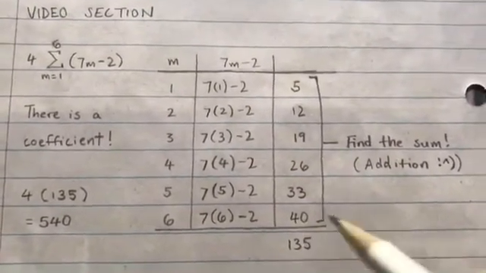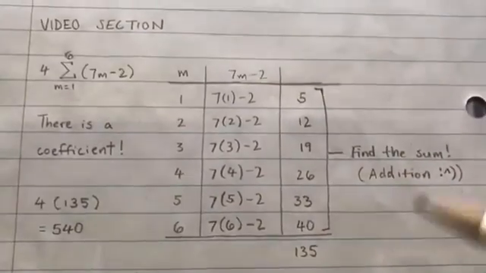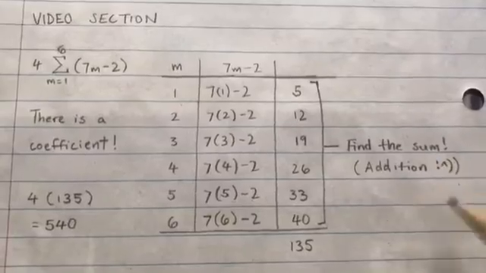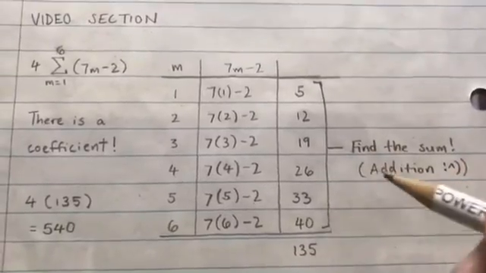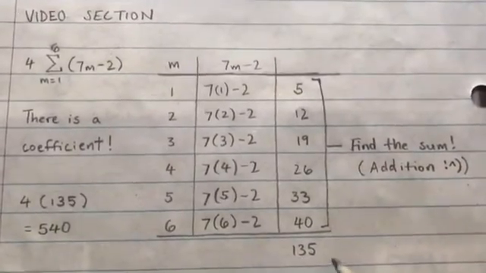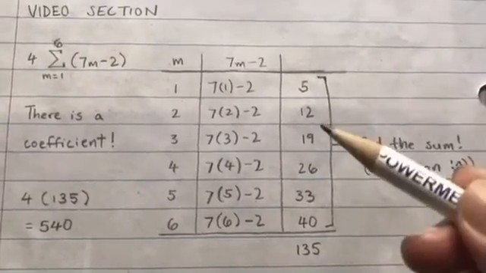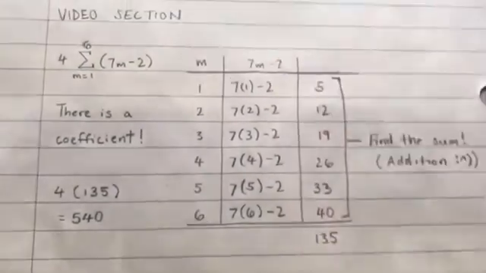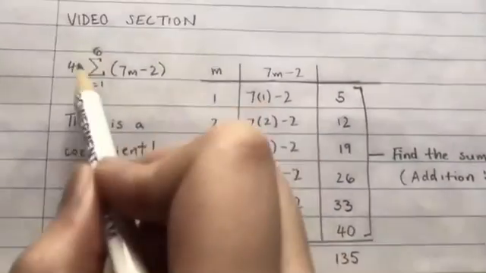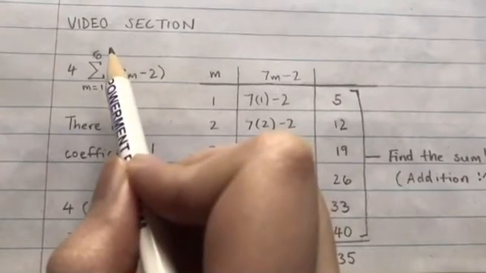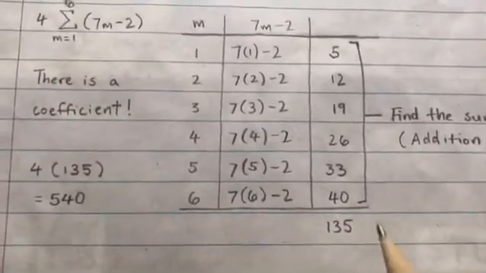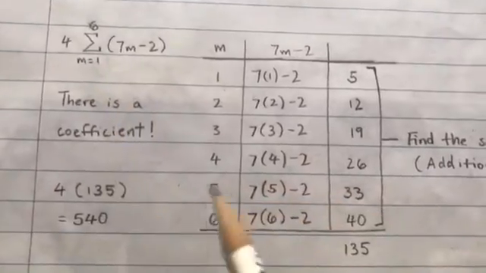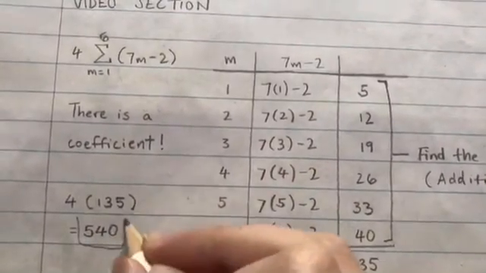And then we take all of these sums and add them all up because we need to find the sum, and it's just a bunch of addition, so that's pretty fun. So after adding, 5 plus 12 plus 19 plus 26 plus 33 plus 40 equals 135. Now, don't forget about this coefficient. This is very important. That's what the mistake was for the last example. Because there's a coefficient, we have to multiply this coefficient times the summation. So 4 times 135, which is the summation, equals the final answer, 540.